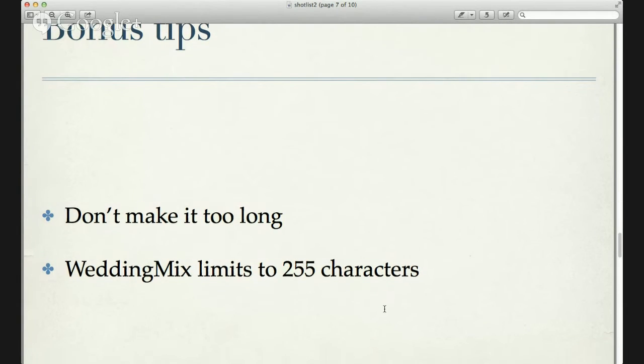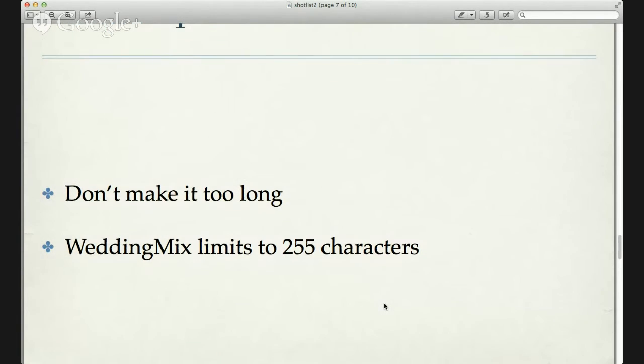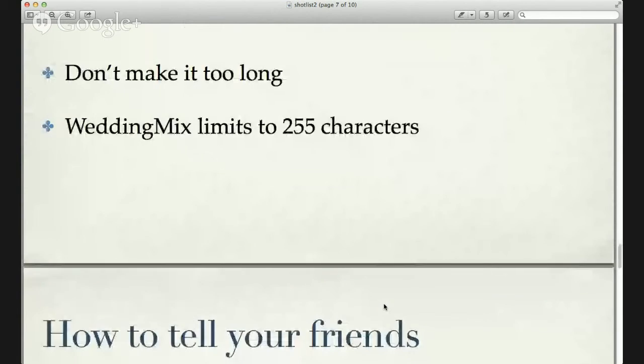But at the same time, I've also seen where some people had a 3-page shot list, and that's kind of too much because at that point your guests are going to be more paying attention to your shot list than enjoying the wedding themselves.